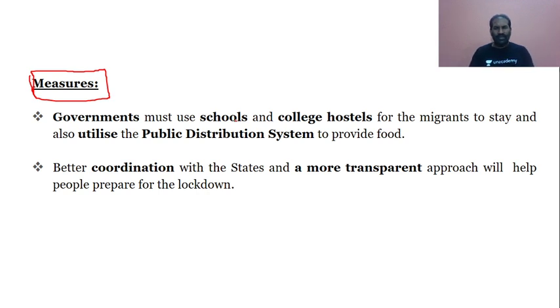But we have seen that the challenge was the ill-equipped quarantine camps. Please understand the key phrase: ill-equipped quarantine camps. But what is the measure we can look at? The government must use the schools and college hostels for migrants to stay, and also utilize the public distribution system to provide food.